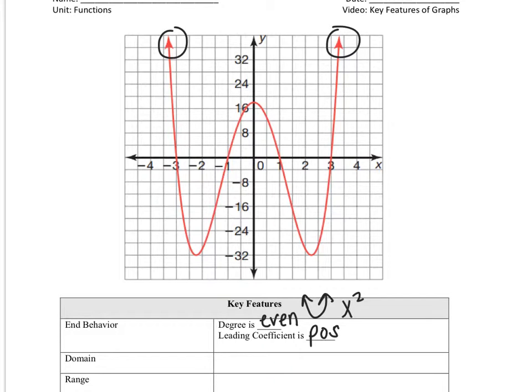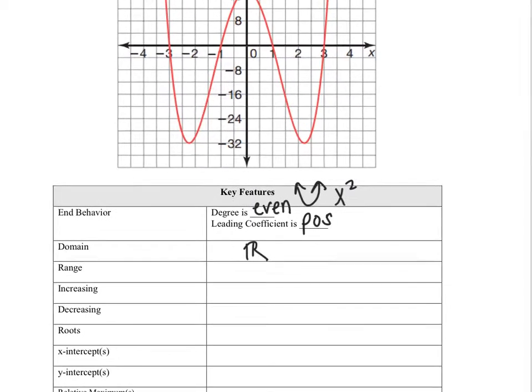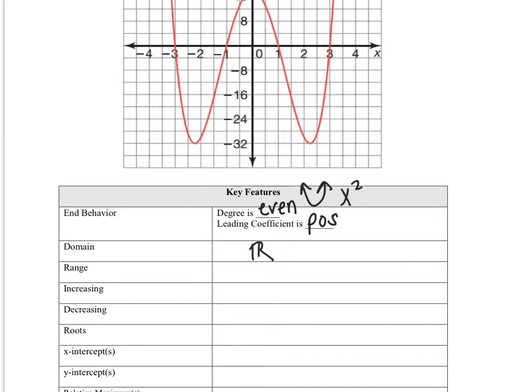Okay? Domain, remember, is how wide this thing goes, and range is how tall it goes. So it goes wide forever, so we would say the domain is all real numbers. Range, again, is how tall it is. So it's as low as -32, but as high as infinity. So what we would write is bracket -32, comma, infinity, parenthesis. Let's skip over increasing and decreasing for now and talk about the roots.